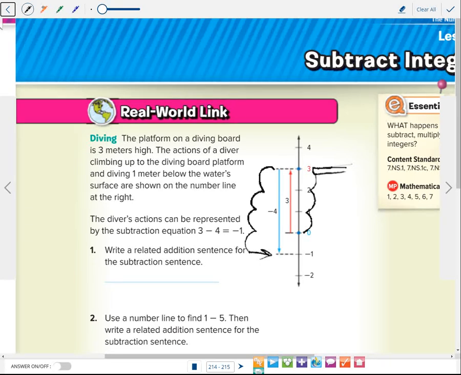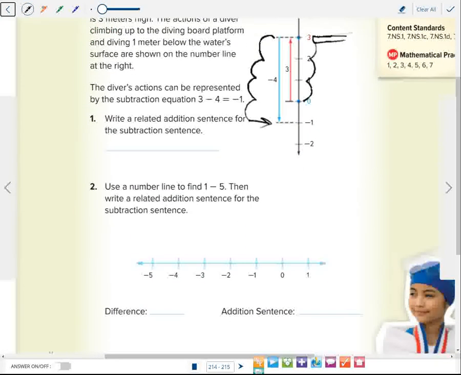So write an addition sentence for that. We have 3. So we go up 3, 1, 2, 3, and then we're adding a -4. We're adding a -4 because she's diving down the number line. So we're adding the distance from the water that she travels. And that comes out to be, from yesterday's work, -1.